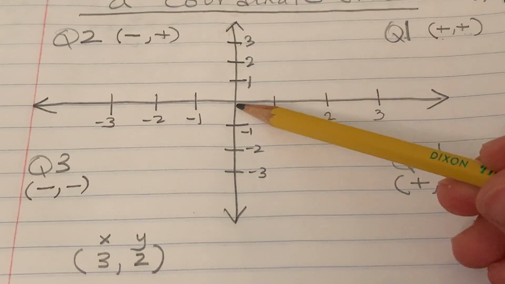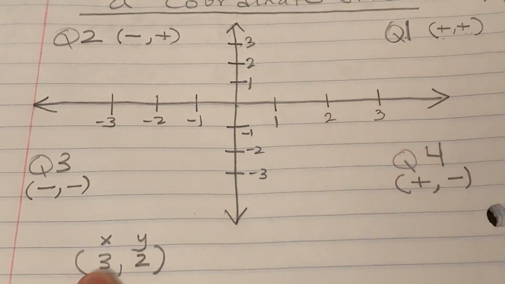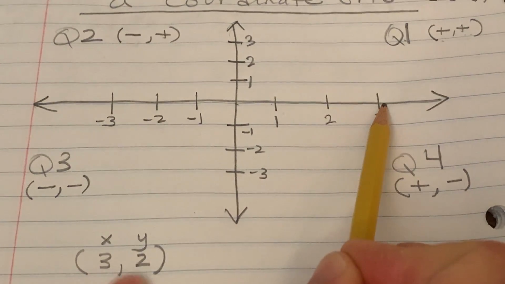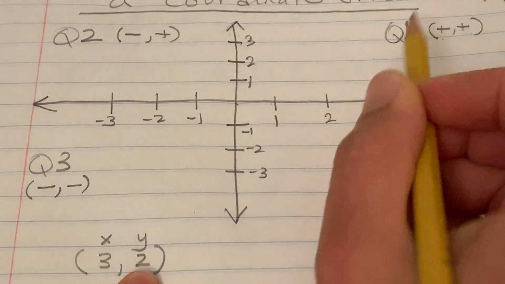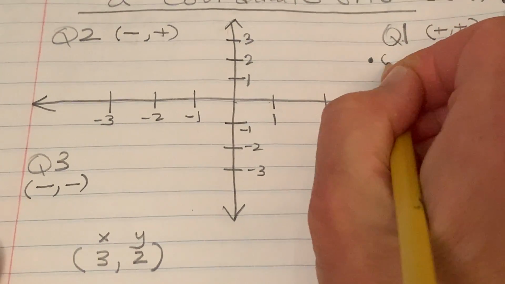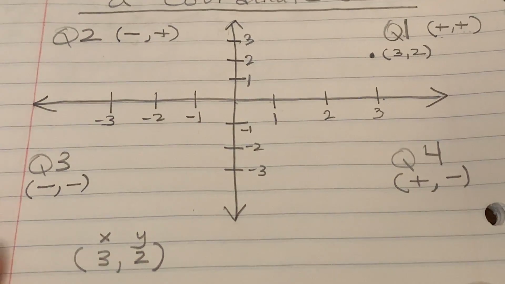Remember, start at the origin at 0, and we're going to go over to the right 3. 1, 2, 3, and then we're going to go up 2. 1, 2, and that's where we put our point. I'm going to label it (3, 2). Okay, let's plot our next point.